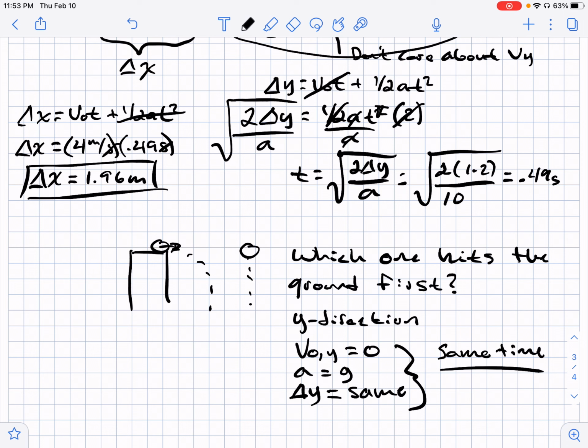So the key thing here is remembering that the horizontal information here is completely independent of our vertical information.